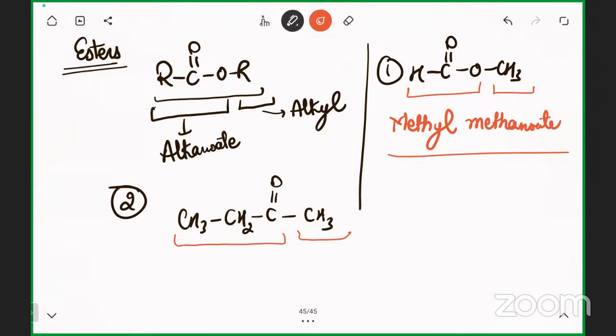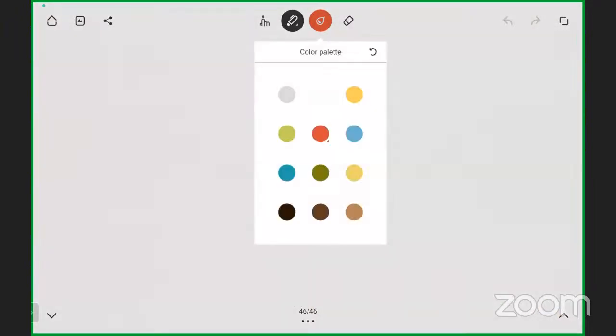Before that, just tell me what is the name of this compound. On the alkyl portion, what do we have? One carbon. So the name will be methyl. And in the alkanoate portion, we have 3 carbons. The name will be? Prop. Propanoate. The name will be methyl propanoate. Clear? Yes, sir. Okay, very good.